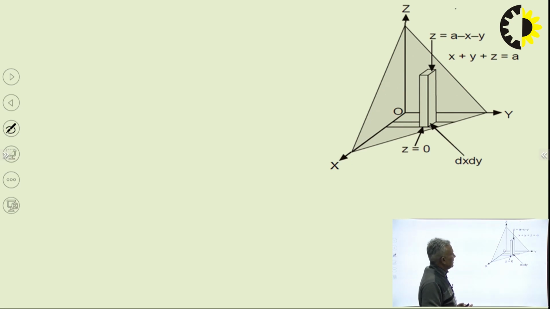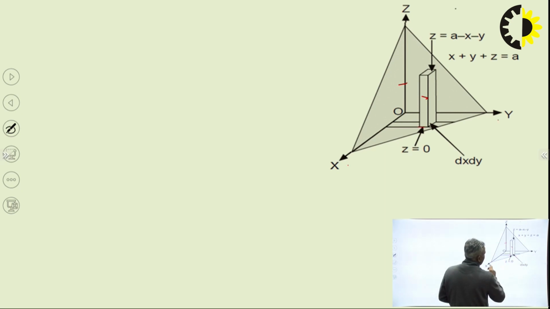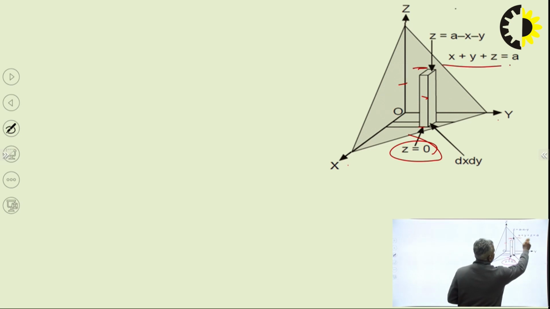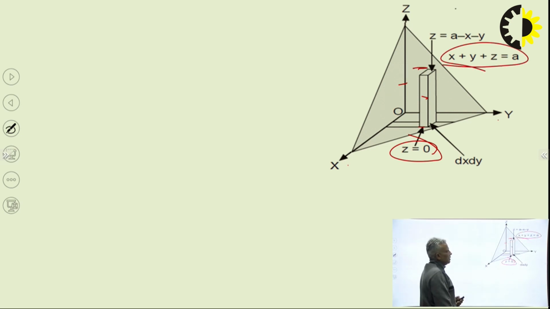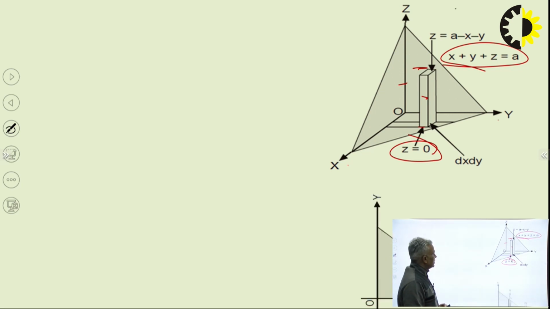So first of all we take the limit of z, parallel to the z axis. The lower limit of z is denoted by the xy plane, that means z will be 0 here, and the upper limit touches this plane. So z is equal to a minus x minus y. This is the limit of z.